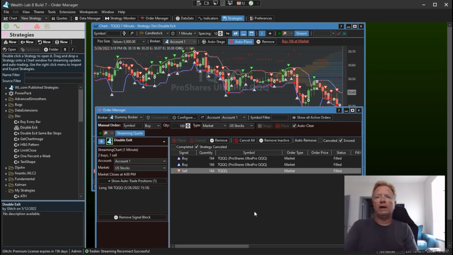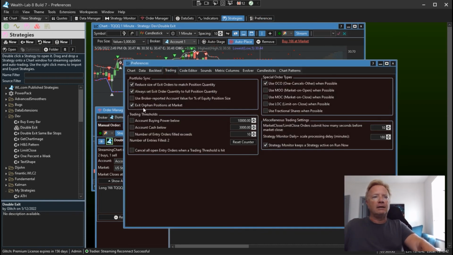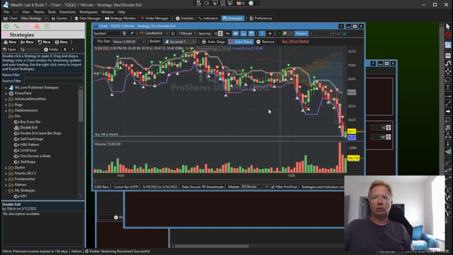So this is WealthLab 8's way of making sure that if your broker fails to fill one of the stop or limit orders for whatever reason, maybe the price just nudged above and then quickly back down and the broker didn't have a chance to fill the order, and WealthLab thinks that that position was sold and you still have it. If you go to this trading preference here, exit orphan positions at market, WealthLab 8 will sell that position for you, doing an even better job of keeping your actual brokerage account in sync with what's going on in the strategy running in the chart.